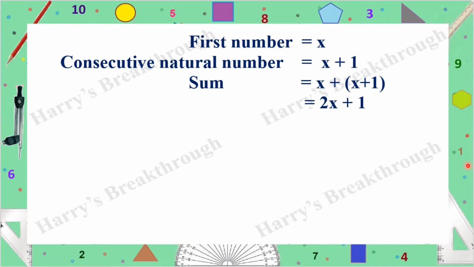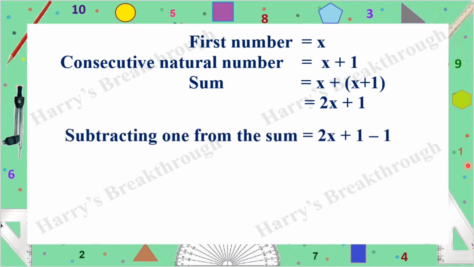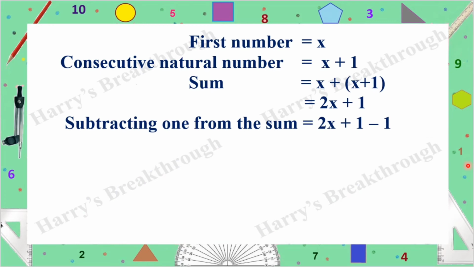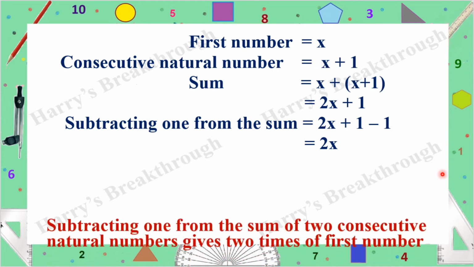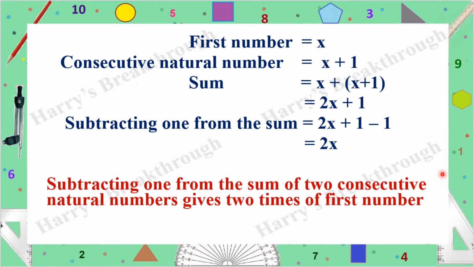And then we have to subtract 1 from the sum. Subtracting 1 from the sum is equal to 2x plus 1 minus 1. And if we subtract 1 from this, we will get 2x. So that means this result is twice the first number, right? Subtracting 1 from the sum of two consecutive natural numbers gives 2 times the first number. And this is its algebraic form: x plus x plus 1 minus 1 is equal to 2x.